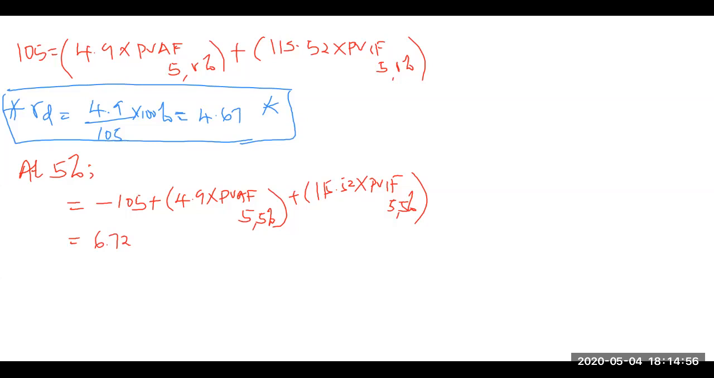So you can choose our second discount rate. You can choose maybe 6, you can choose 4, what do I prefer? But let me choose 6 because it's going to give me a figure closer to 0. So at 6%, the process is the same now.